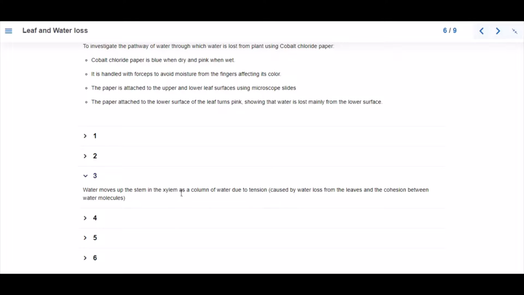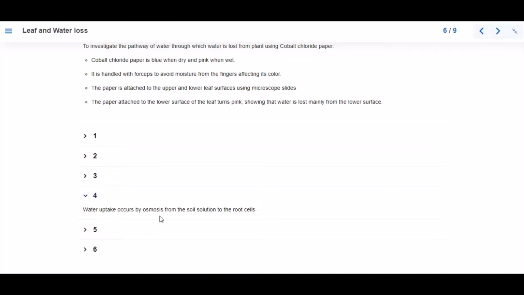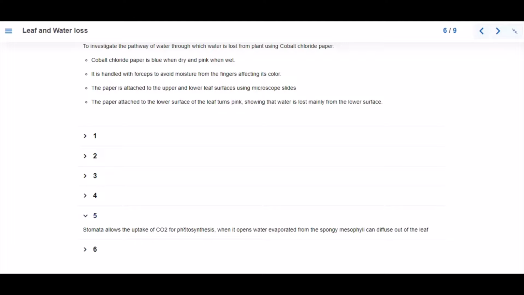Water moves up the stem in the xylem as a column of water due to tension caused by water loss from the leaves and cohesion between water molecules. Water uptake occurs by osmosis from the soil solution to the root cells. Stomata allow the uptake of carbon dioxide for photosynthesis. When they open, water evaporated from the spongy mesophyll can diffuse off the leaf.